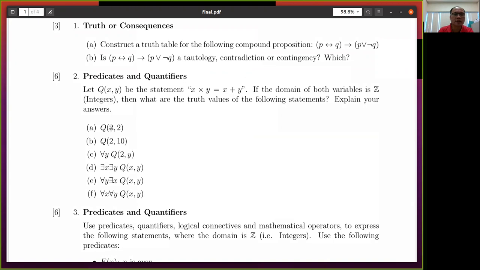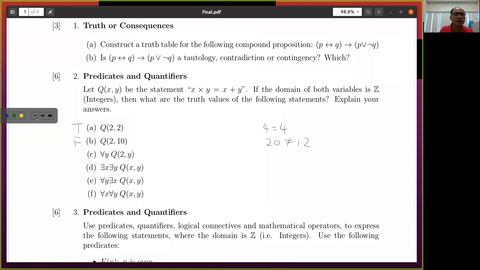The first one says Q(2,2). So what we have to do is simply say, if we have 2 times 2 and 2 plus 2, are they the same? And the answer, of course, is yes, because 4 equals 4. So the first one is true. The second one is 2 times 10 equals 2 plus 10, and the answer is no, because 20 is not the same as 12.